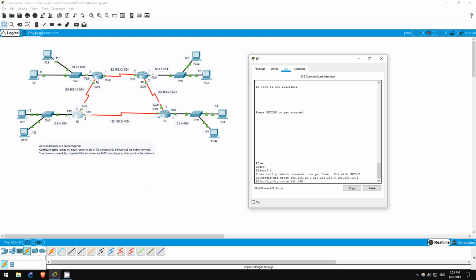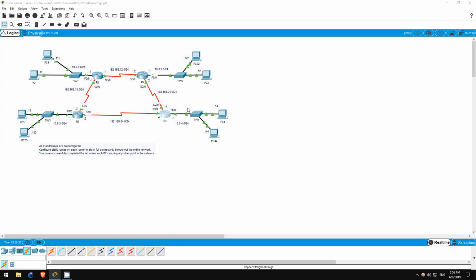IP route 192.168.24.0, 255.255.255.0, 192.168.34.4. R4 is the next hop. IP route 10.0.1.0, 255.255.255.0, 192.168.13.1. R1 is the next hop. IP route 10.0.2.0, 255.255.255.0. Again, we have a choice here. I'll set R1 as the next hop, 192.168.13.1. IP route 10.0.4.0, 255.255.255.0, 192.168.34.4. R4 is the next hop. That's all for R3.